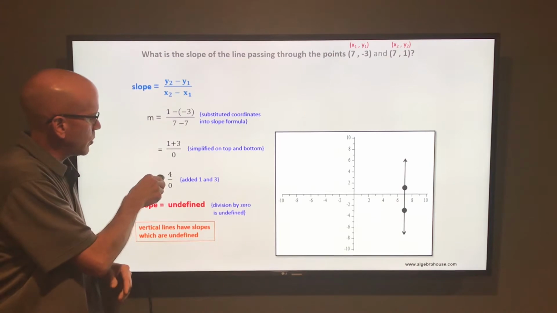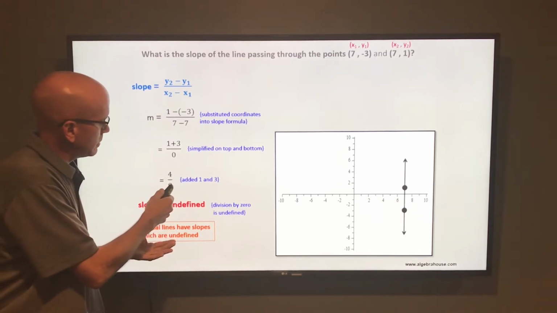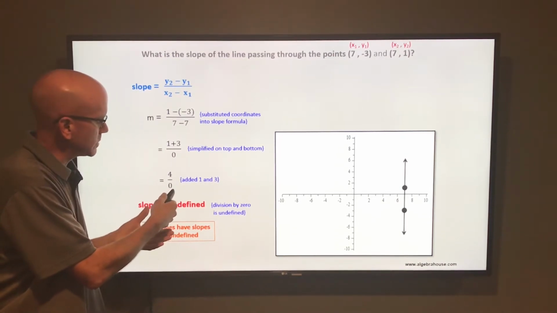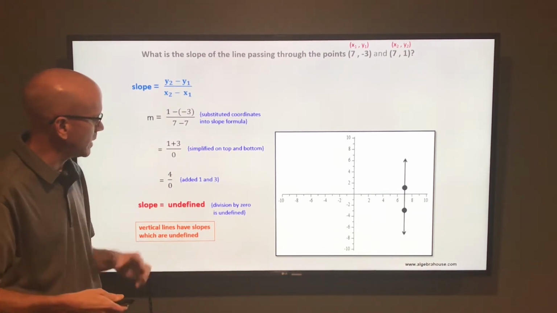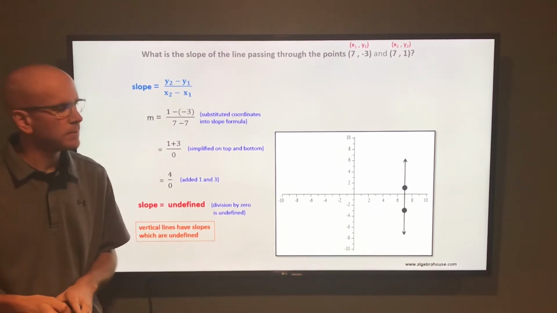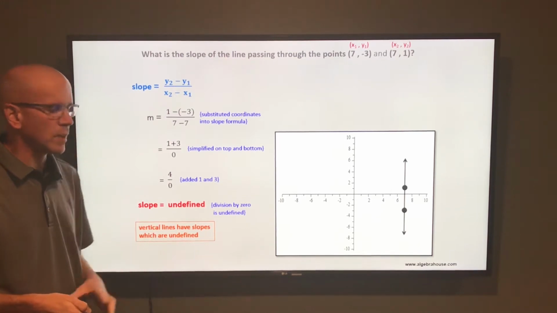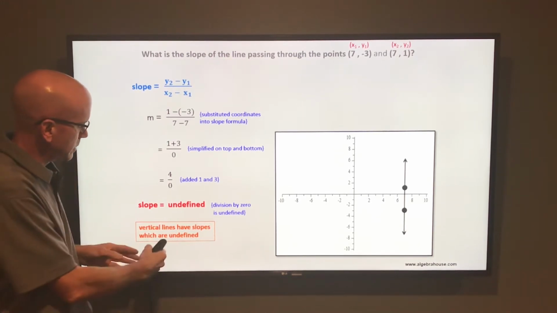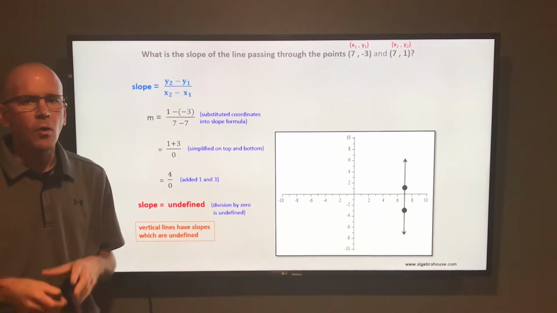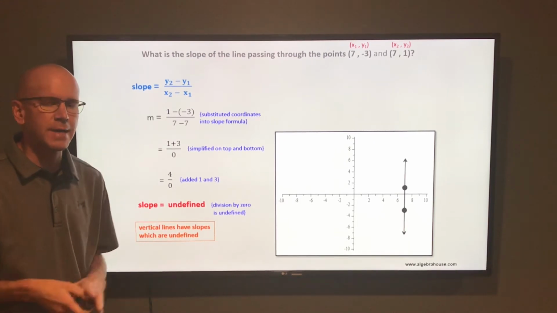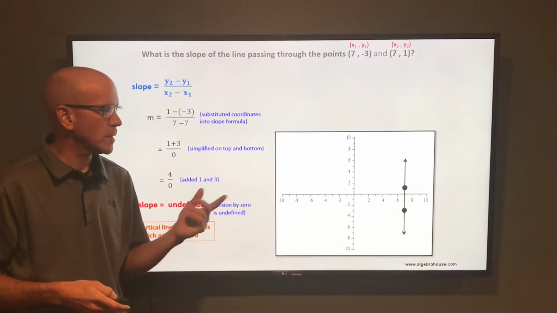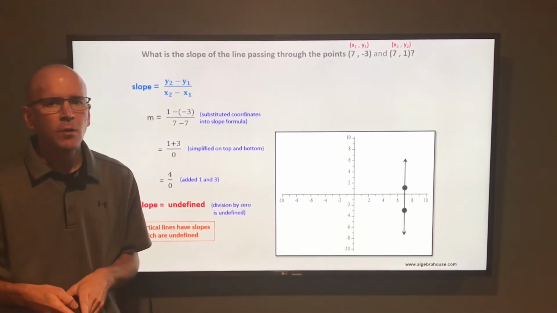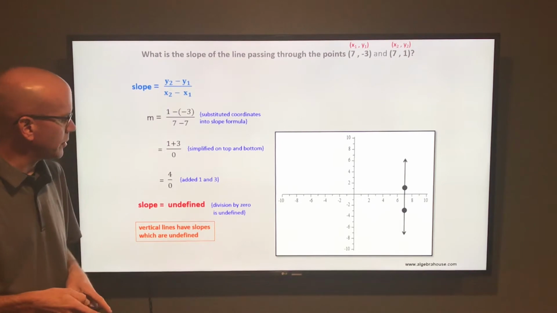And if you have a numerator that's a number other than 0 and a denominator that is 0, that is going to be undefined because you cannot divide, in this case, 4 by 0. So all vertical lines have a slope that is undefined. All horizontal lines, as you saw on the last one, have a slope that is 0. So vertical lines have a slope that is undefined. Horizontal lines have a slope that is 0.